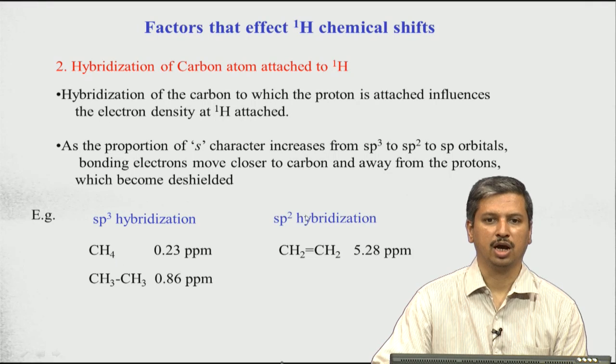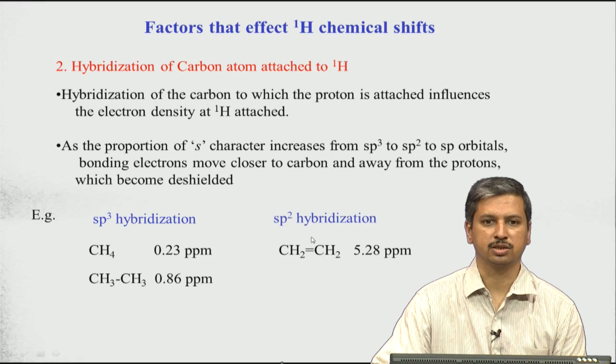But now, if I have a double bond, or similarly if you look at ethane, also is an sp3 system, and its value is somewhere around 0.86. But if I go to sp2 hybridization, what happens is, now I have a pi orbital, I have an sp orbital and to which the proton is attached, and that has more less spherical. So, you can see that the s character is the least in this case, but here as you go to this sp2 hybridization, the p character increases and therefore, the electron moves closer towards the carbon and it moves away from the hydrogen.